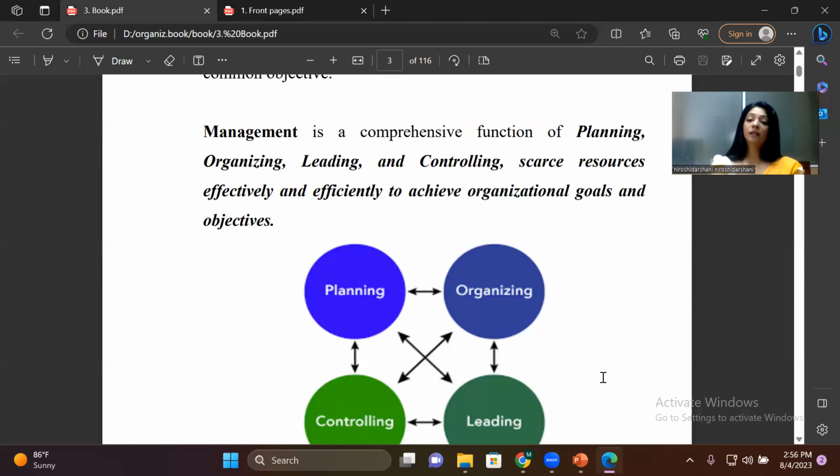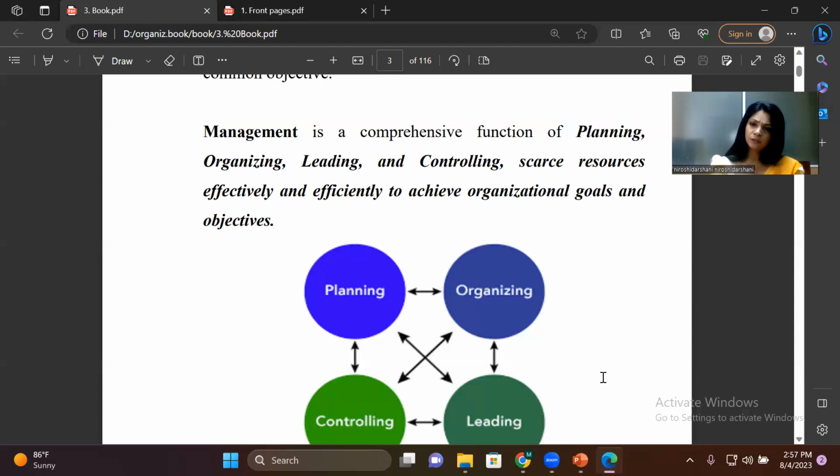When it comes to organizing, it's really important that you give the right designation and the right authority to the right people. So that is important. And next one, leading. Leading is how we are going to lead our employees and our company. You may develop strategies for this, and decide whether I am going to do transformational leadership or transactional leadership.